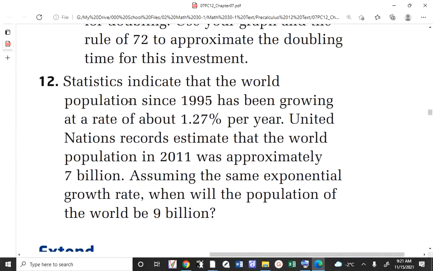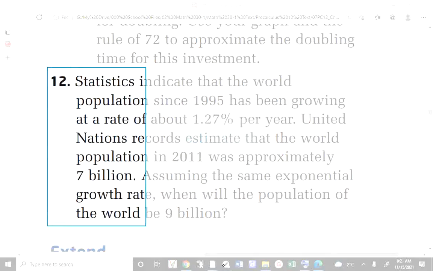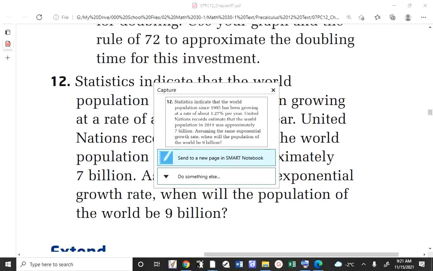So statistics indicate that the world population since 1995 has been growing at a rate of about 1.27% per year. Obviously, this textbook is old already. Estimates for the world population in 2011 is approximately 7 billion. When will the population be 9 billion? So we need to develop a formula to begin with here relating the population to the year.